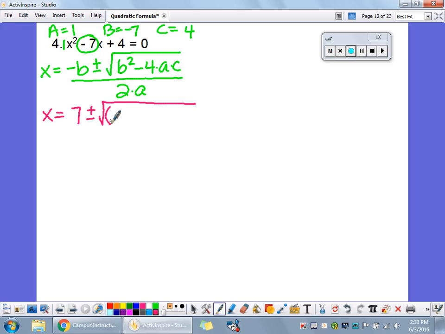Okay, so B is -7, so -7 squared, minus 4 times A is 1 and C is 4. And then the whole thing over 2 times 1.